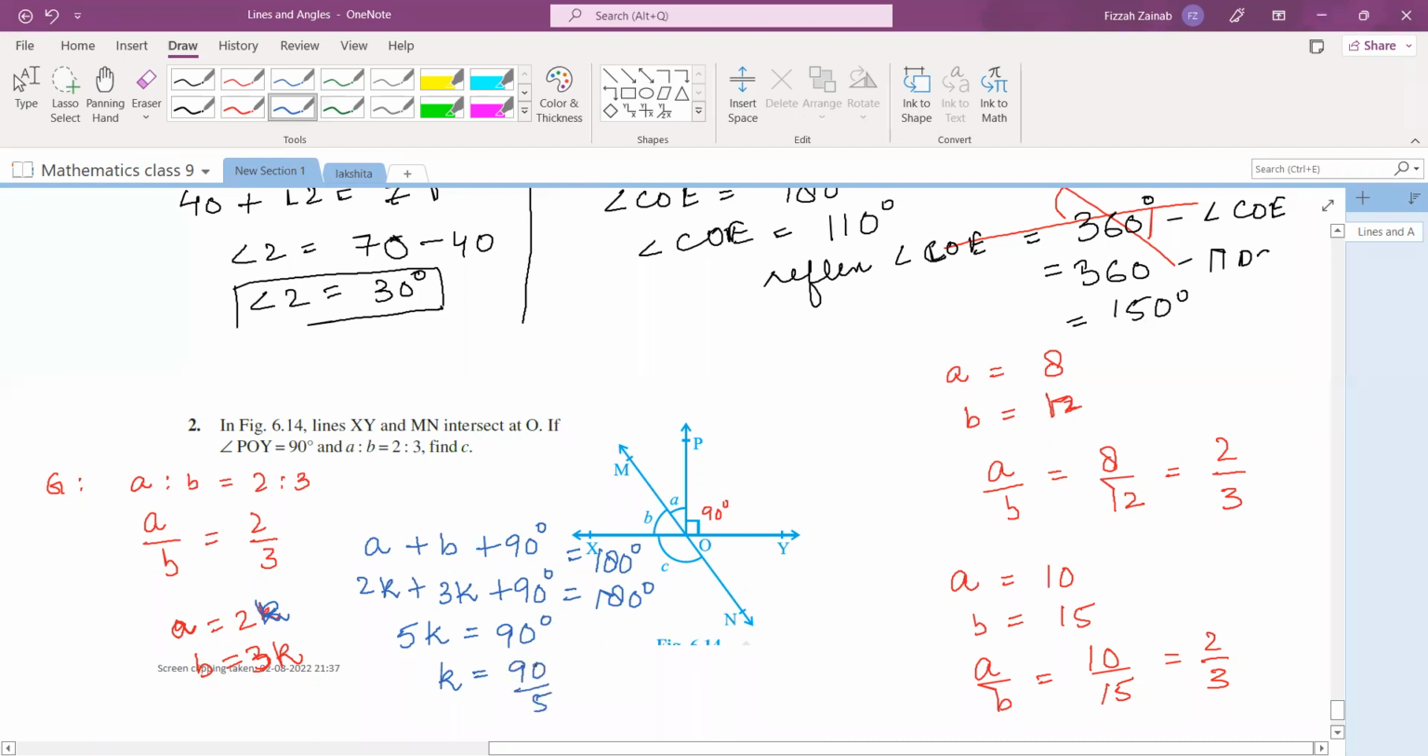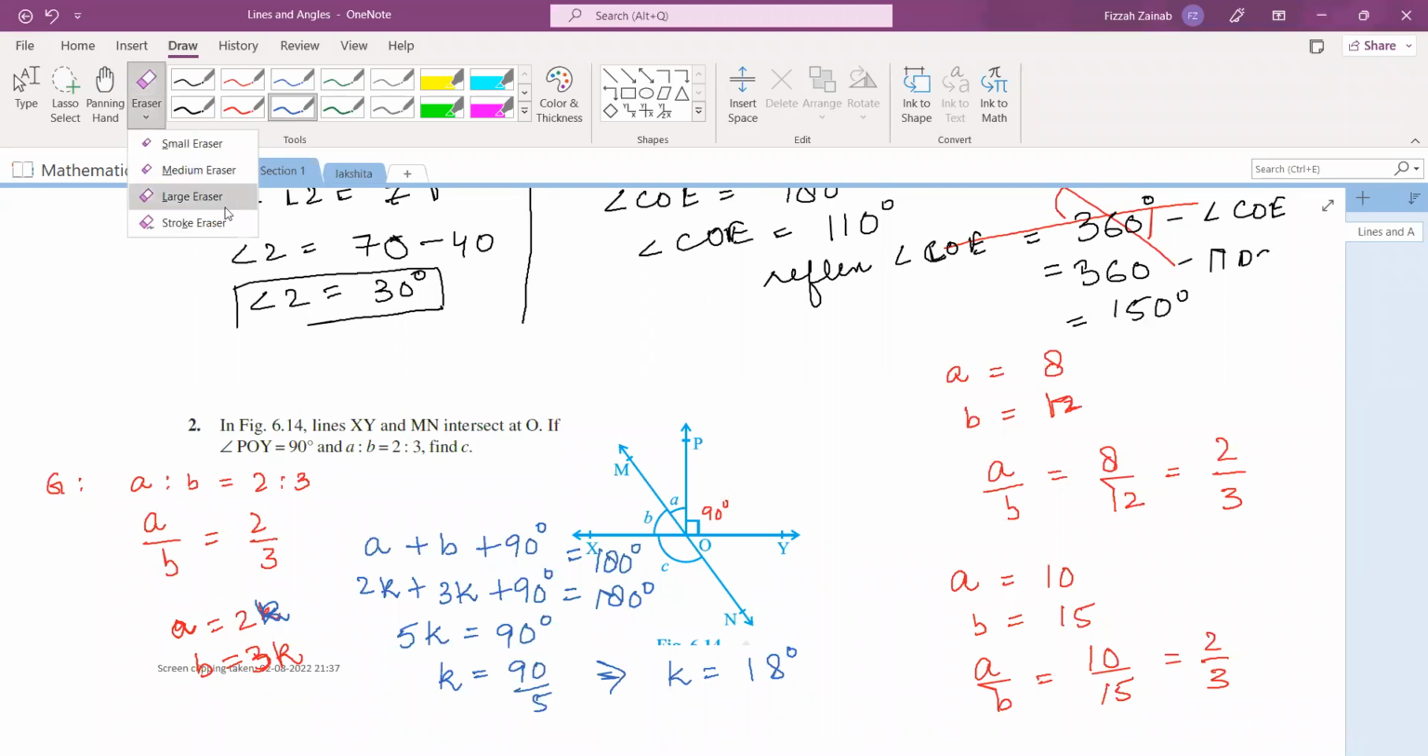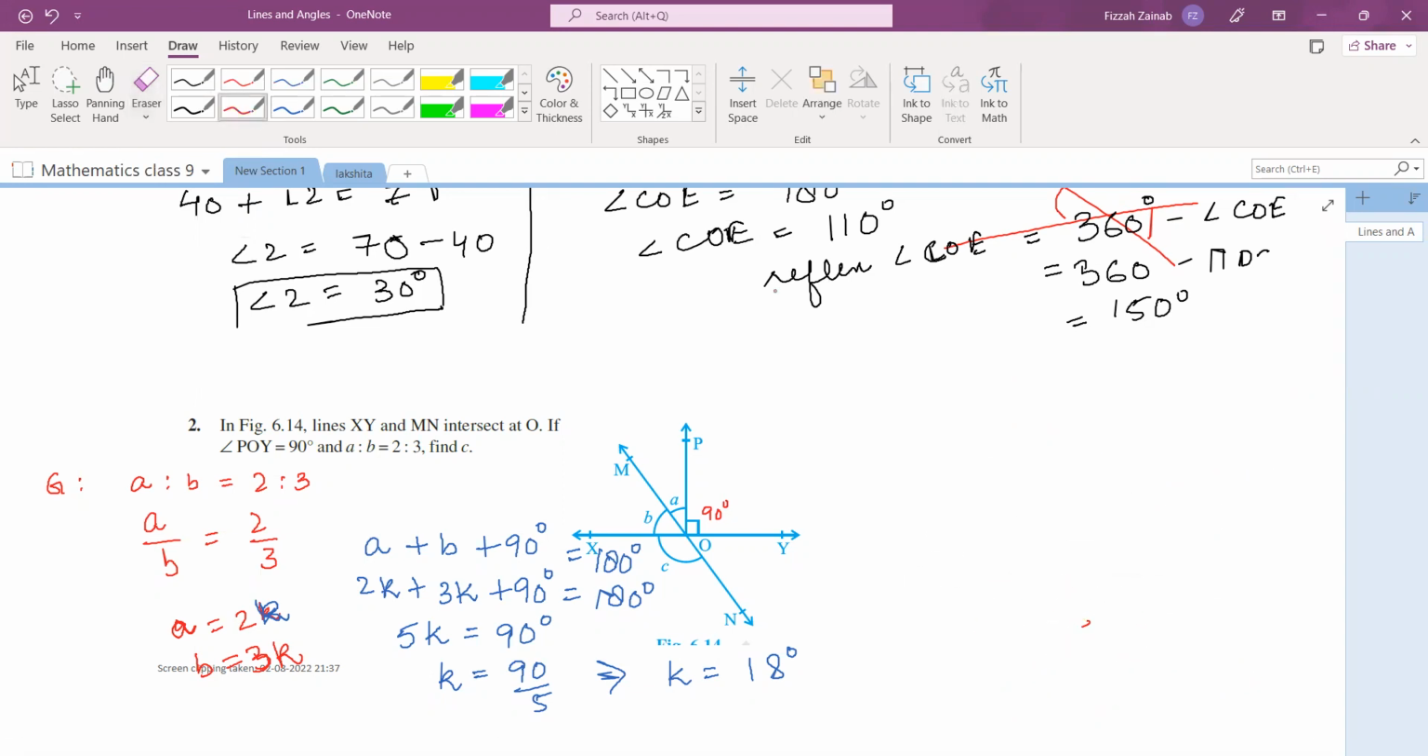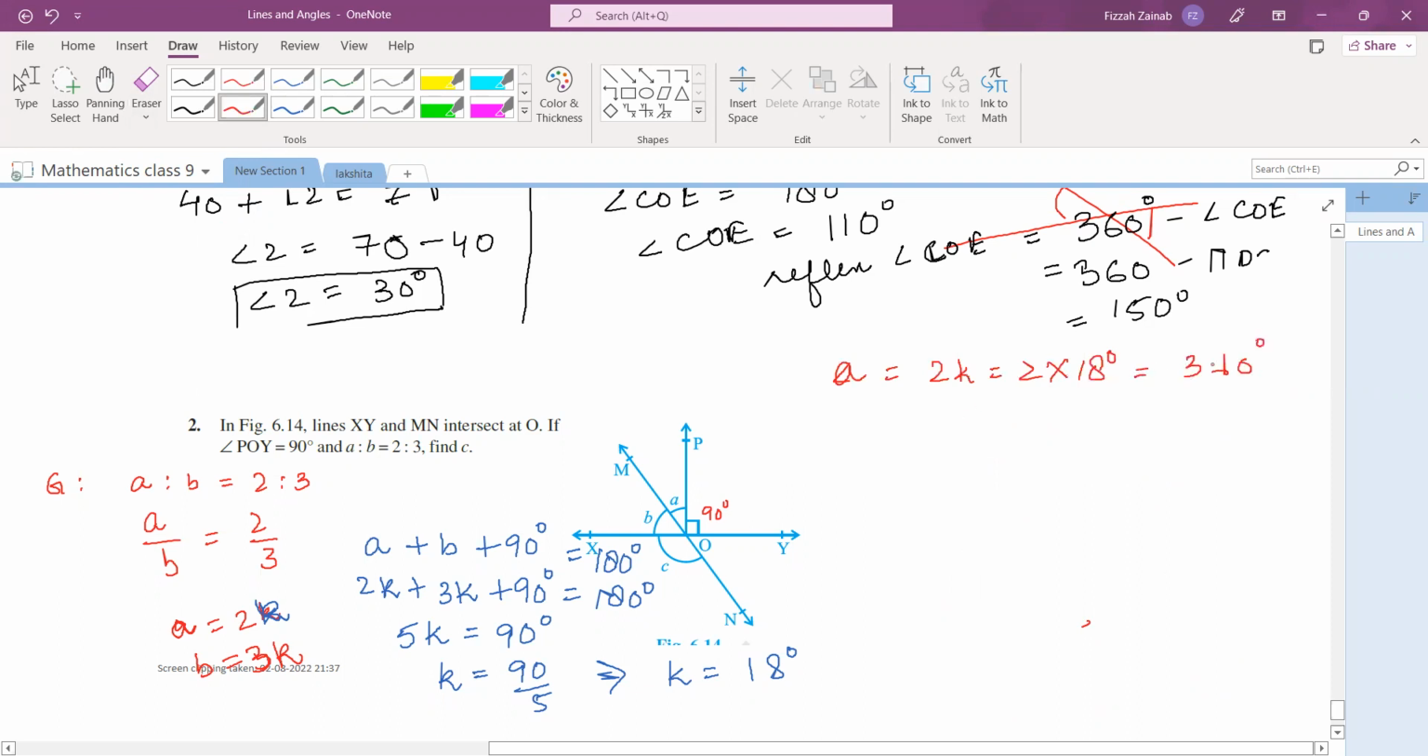How much? K is equal to 18 degree. My k is 18 degree, right? So if I've got my k, I can find angle A and B. So A is equal to 2k, that means 2 into 18 degree, so that becomes 36 degree. Sorry, not 360, it's 36.